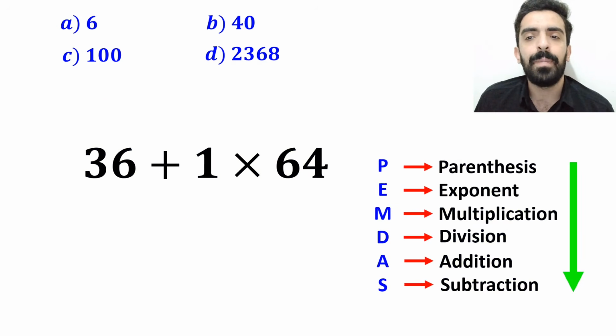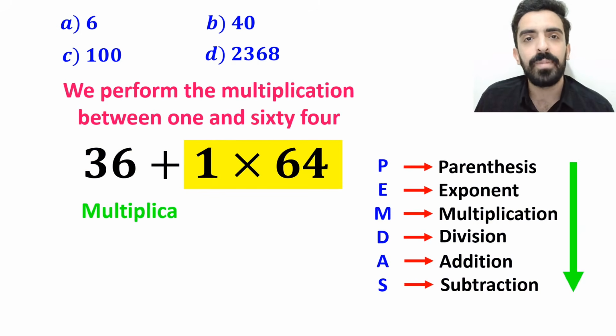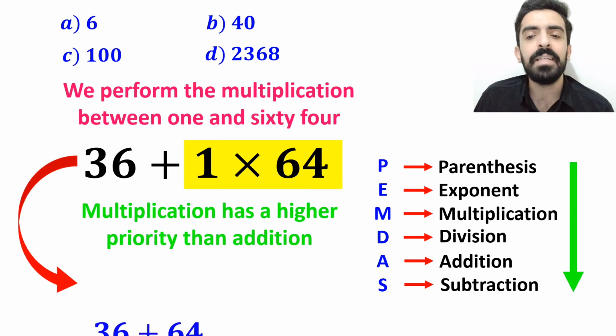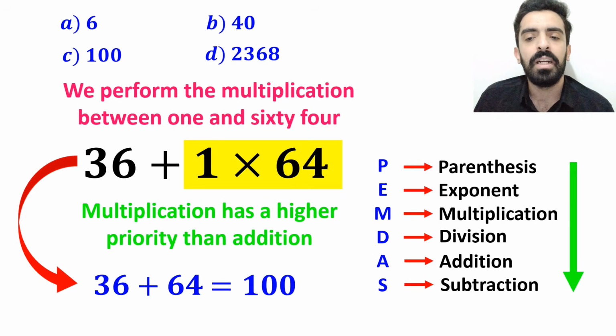And in the final step, we perform the multiplication between 1 and 64 because multiplication has a higher priority than addition. And this expression becomes 36 plus 64, which finally gives us the answer 100.